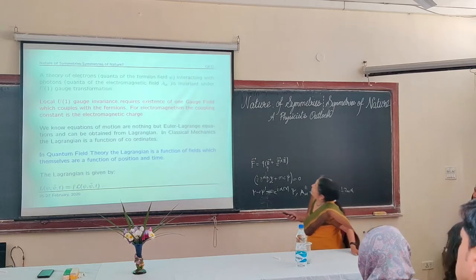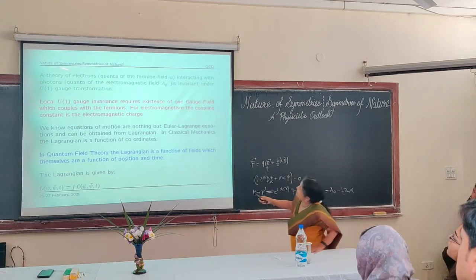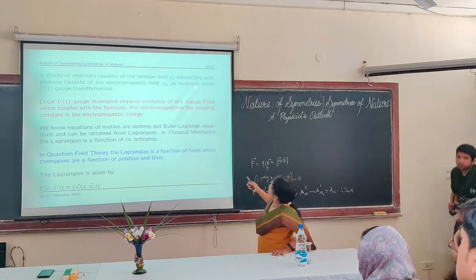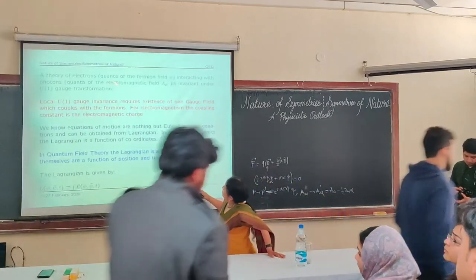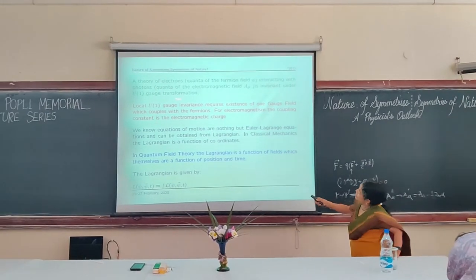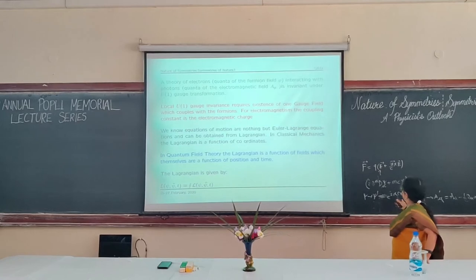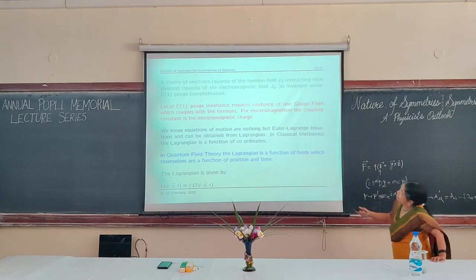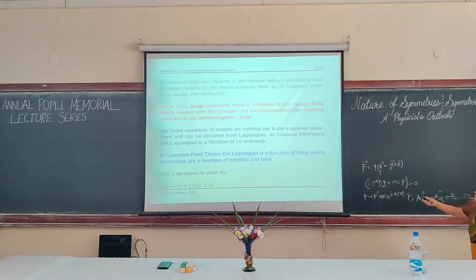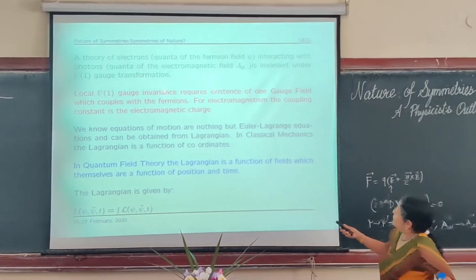So, I once again summarize a few things about QED. This is the theory of electrons, which are the quanta of the fermion field psi, interacting with the photon, which is the quantum of the electromagnetic field A mu. And this theory is invariant under U(1) gauge transformation. What we have seen by looking at the invariance of this equation in quantum mechanics also is that this local U(1) gauge invariance requires the existence of one gauge field, which couples with the fermions.